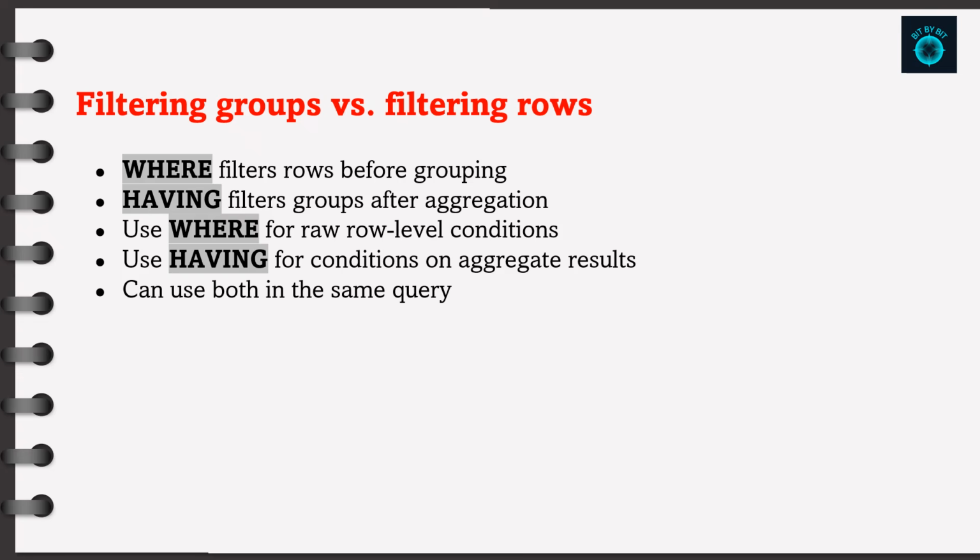You can use both where and having in the same query. Where will narrow down the dataset before grouping, and having will then remove any groups that do not meet your aggregated conditions. Remember, if you try to use an aggregate function in where, it will cause an error because aggregation happens after where is applied.